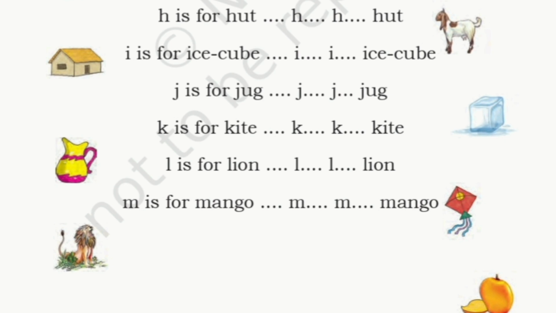I is for ice cube. I ice cube. J is for jug. J jug. K is for kite. K kite. L is for lion. L lion. M is for mango. M mango.